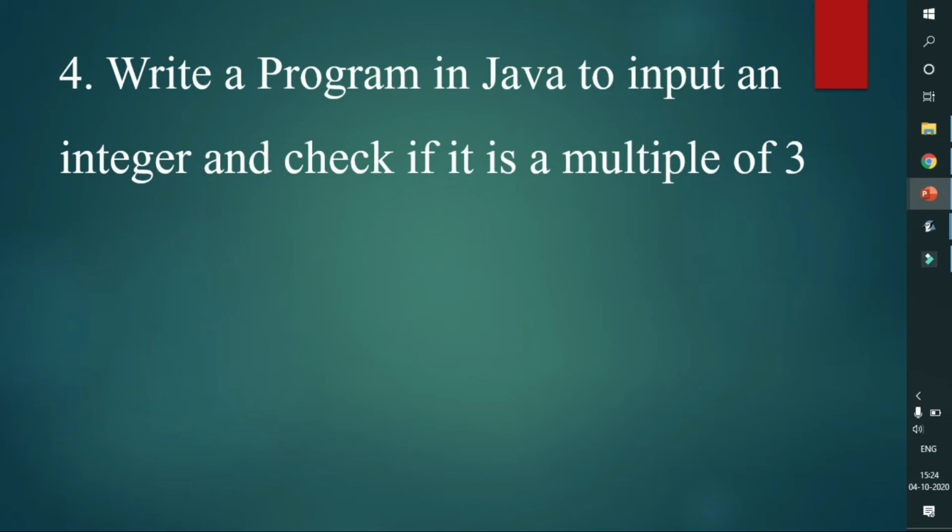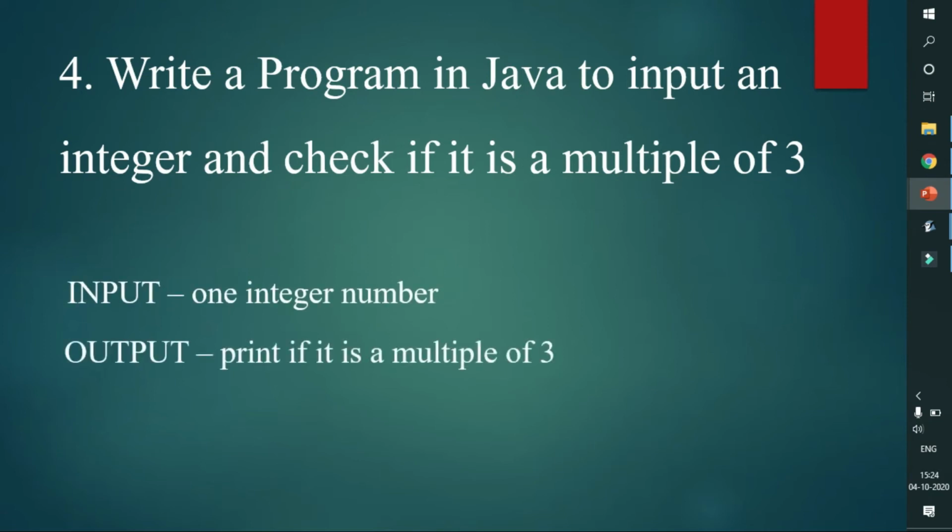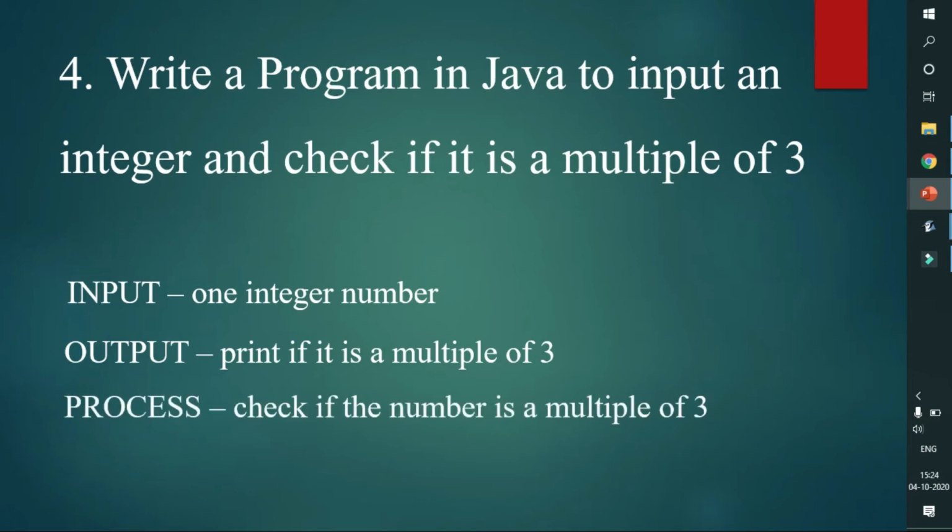Write a program in Java to input an integer and check if it is a multiple of 3. So here again the input is only one integer number and the output is to print if it is a multiple of 3. So the process is to check if the number is a multiple of 3. Here again we will be using the same logic as we used in the previous program. So to know if it is a multiple of 3, you just have to divide it by 3. If the remainder is 0, then it is a multiple of 3. So we'll be using the same operator, that is a mod operator, which gives the remainder.